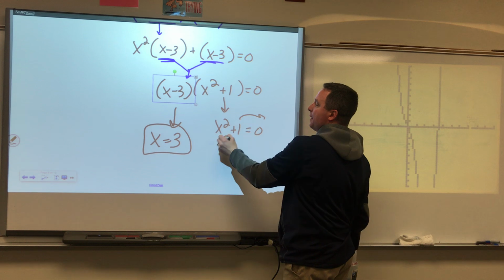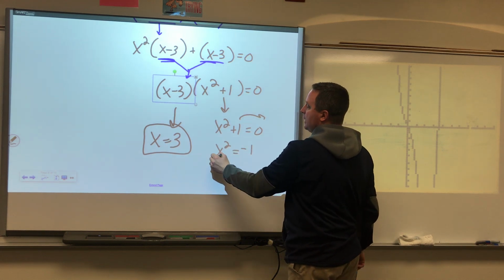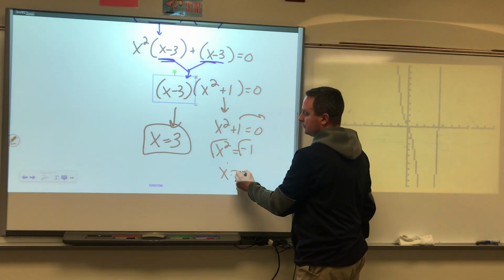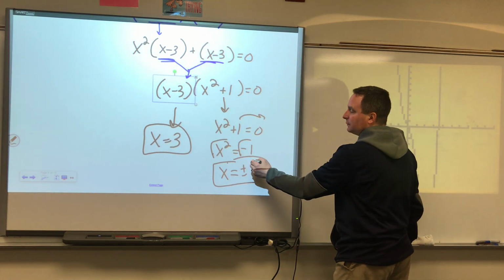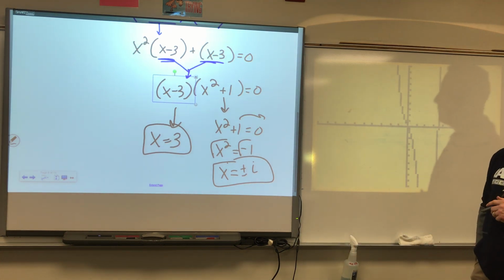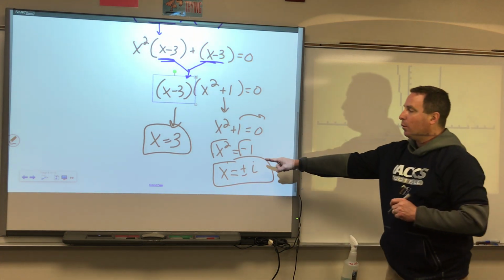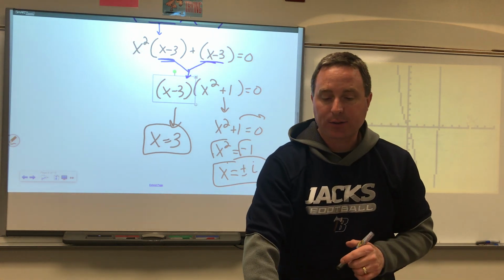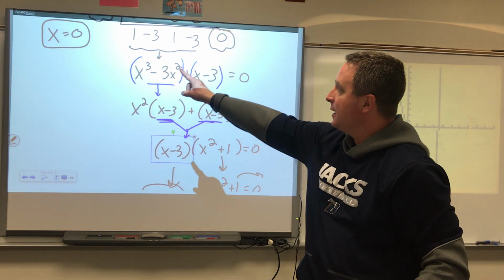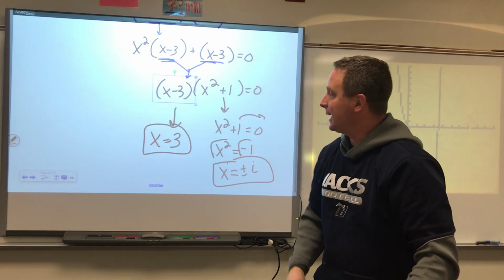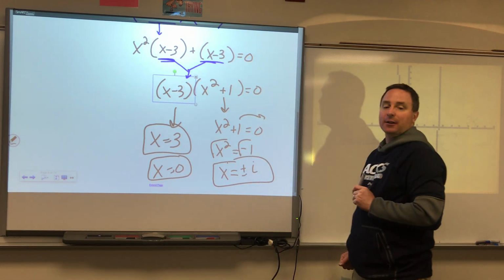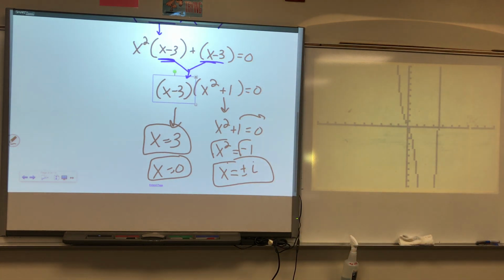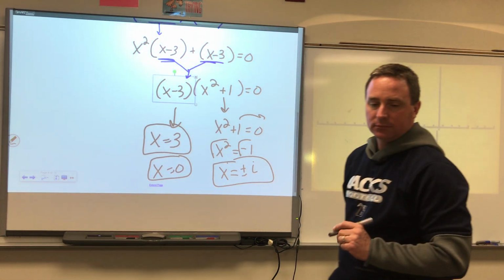It's not factorable. If I move 1 over, and then I square root, oops. The square root of negative 1 is i. Plus and minus i. Okay, so I have 1, 2. x equals 3 is a third solution, and then my original one, x equals 0, is another solution. And it's going to be helpful for me if we could bring that one down and just kind of write them all together.